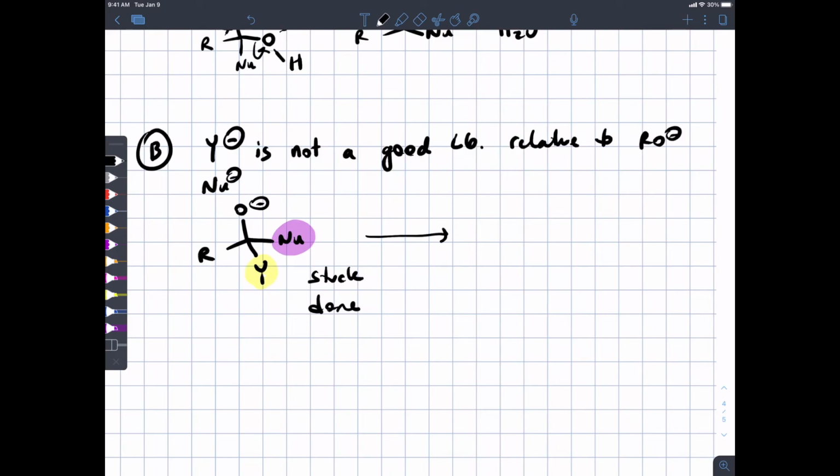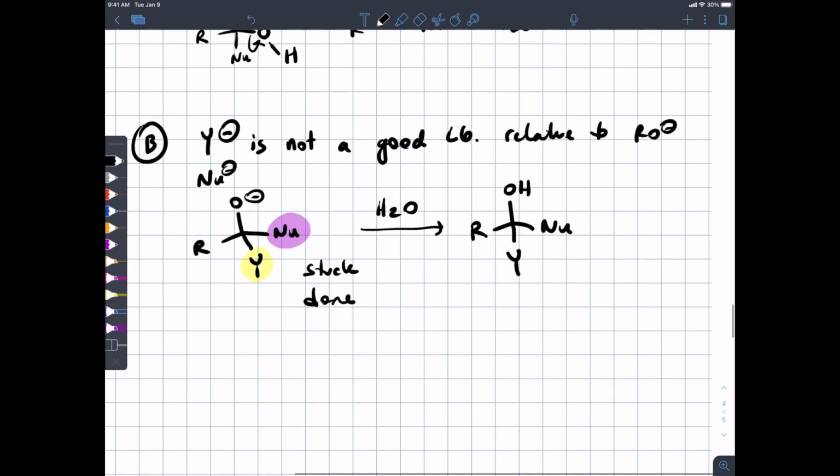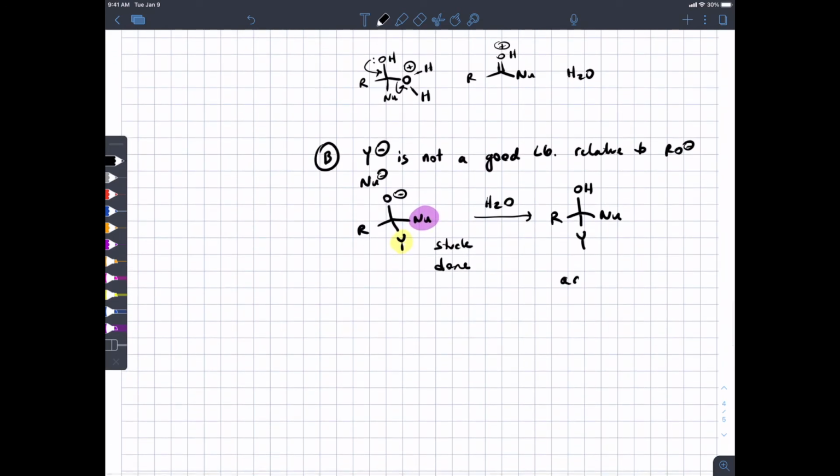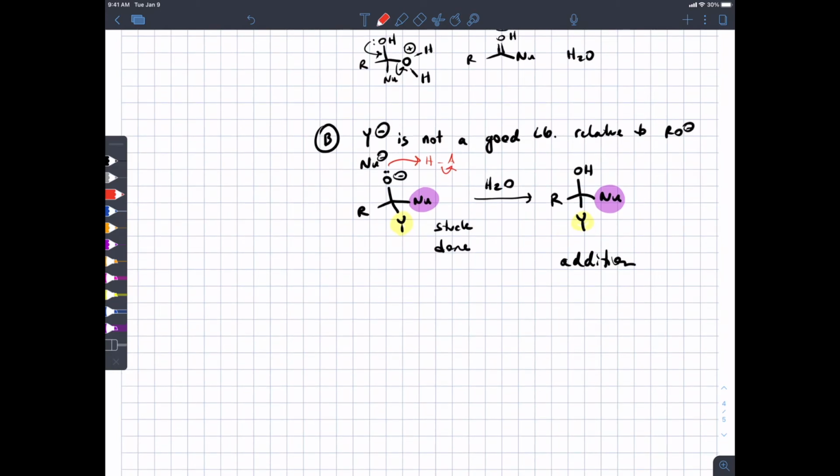One of the parts of isolating your final product involves what's called aqueous workup. You basically dump water in your reaction. What that would do here is simply protonate the oxygen of the tetrahedral intermediate, and you get this product. Now notice how this product differs from the substitution product that we got earlier. This is simply an addition product. We added the nucleophile, but we didn't lose the leaving group, and after the reaction, we did an aqueous workup step and we got the alcohol.